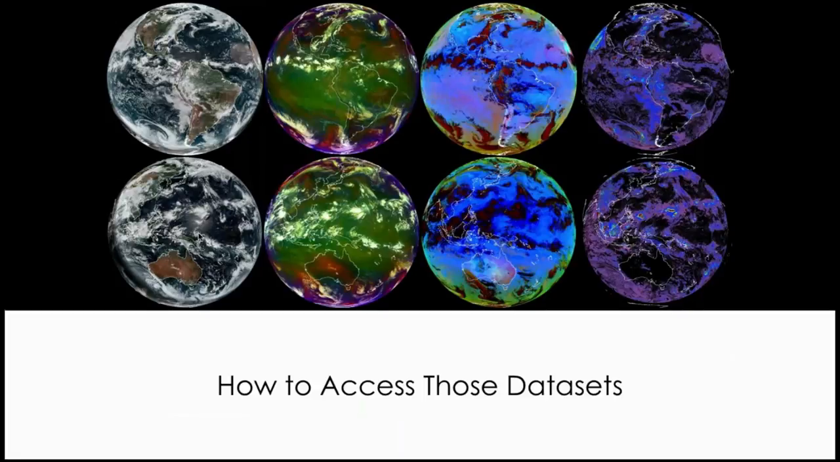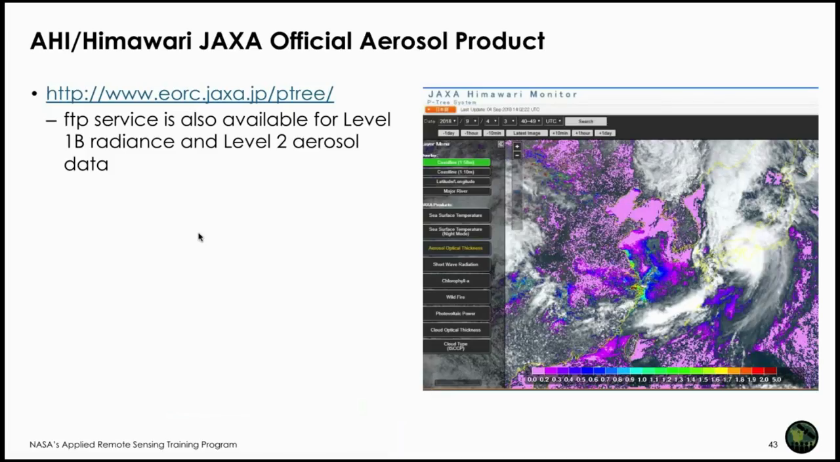This is the real last part of my presentation, how to access those data sets. First of all, the AHI, HIMAWARI data can be available from the JAXA official homepage. JAXA provides AHI data and images through this homepage. FTP service is available for level 1B radiance and level 2 aerosol data. And the right figure is one example of the JAXA homepage.